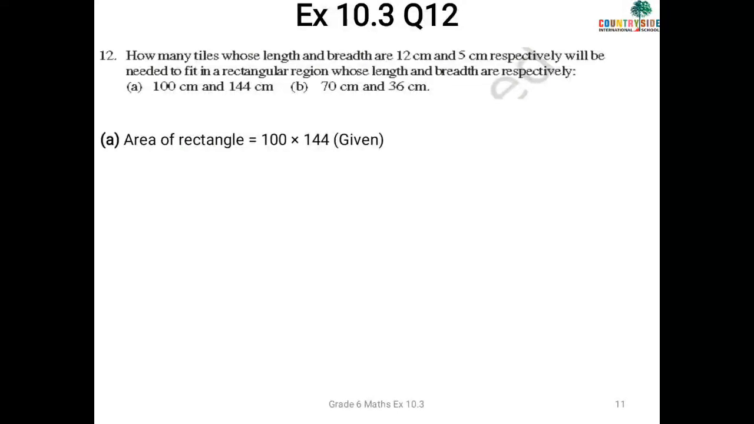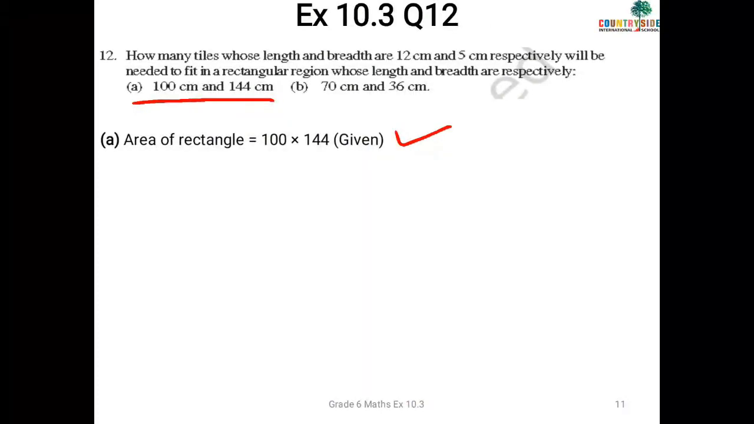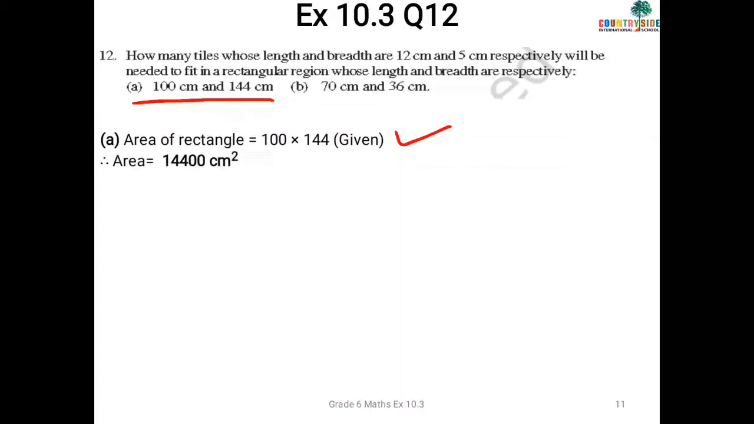Okay, so it is given the area of rectangle. We are solving for the first part. Length and the breadth is given to you, and we know that the area of rectangle is length into breadth. So 100 into 144, that is 14400 centimeter square.